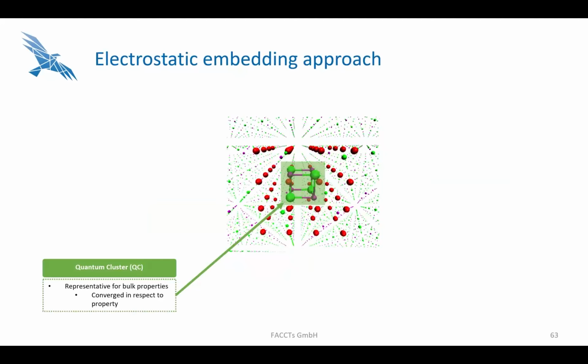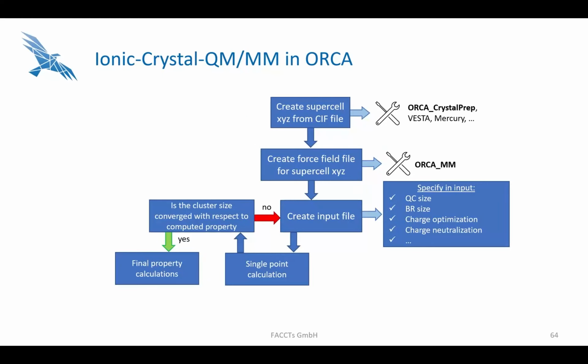However, whatever property we are going to compare in the end, we can just not run one input file of our Ionic crystal QMM approach. The reason for that is that we have to make sure that whatever property we are comparing is converged for the quantum cluster size we are using. So what we need to do is to run multiple calculations on different quantum cluster sizes until we can make sure that the property we are calculating is converged with respect to the size.